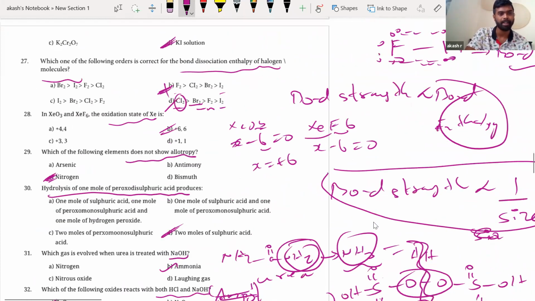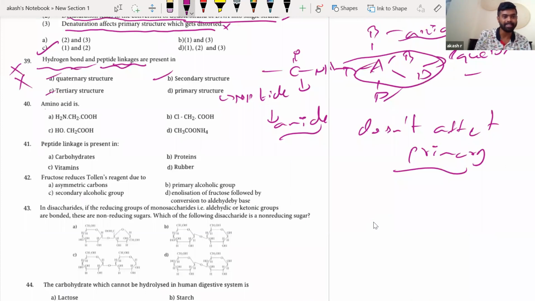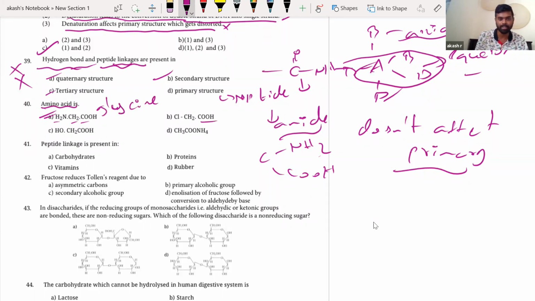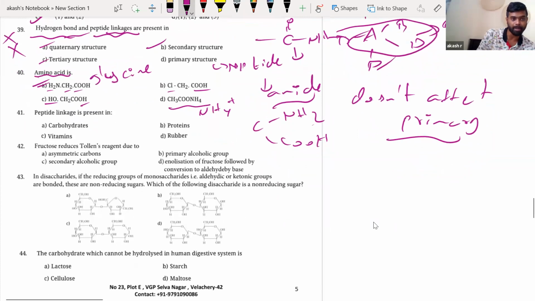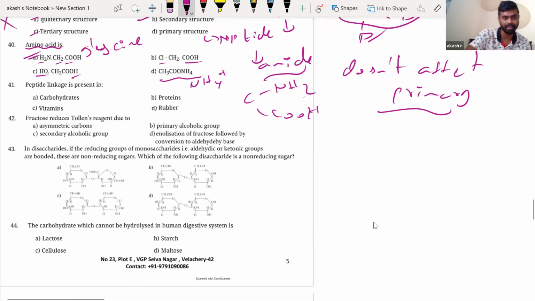Okay. Fine. Anyways, next, an amino acid is very simple. An amino acid should be a same carbon having NH2 and COOH, and that is right there in option A. CH2, NH2, COOH. This is my glycine, right? A famous one. The glycine. This one is only COOH. NH2 is not there. This is not even that. This is ammonium ion. NH4 plus is there. This is not. And OH and COOH, no. So the correct answer would be NH2, CH2, COOH. Amino acid. Okay. Peptide linkages are present in proteins. Very simple. Right. Okay.